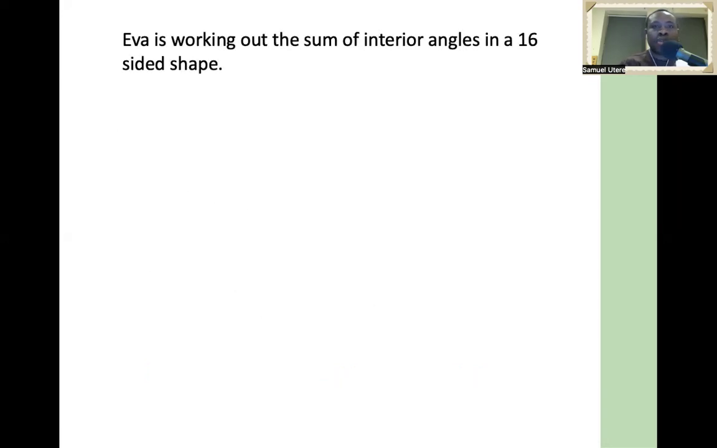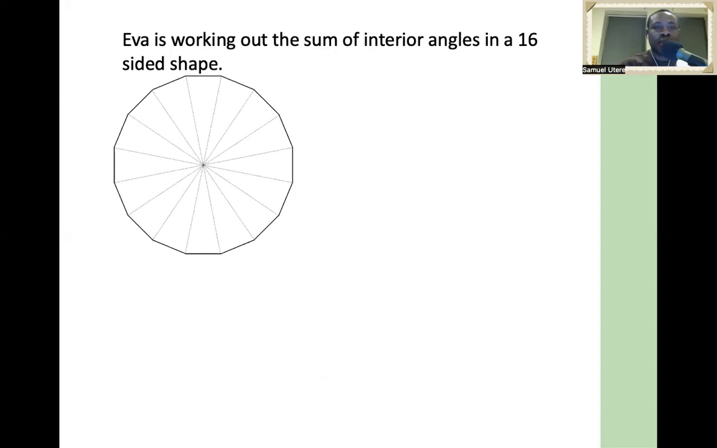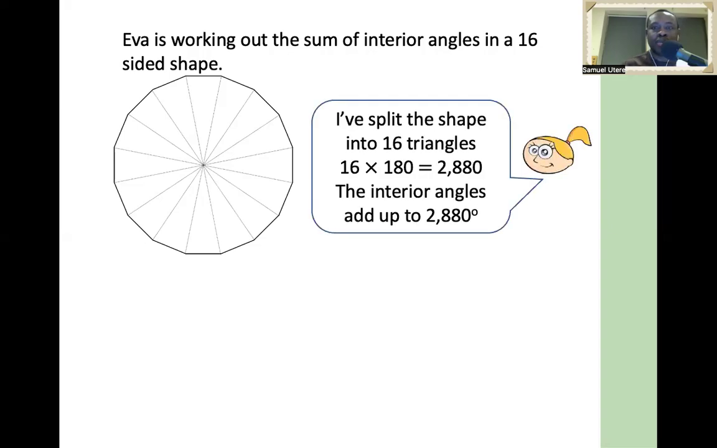Eva is working out the sum of interior angles in a 16-sided shape. Here is what Eva came up with. I want you to think, thinking about the statement I just made about how we produce the triangles from the polygon, what mistake has Eva made?